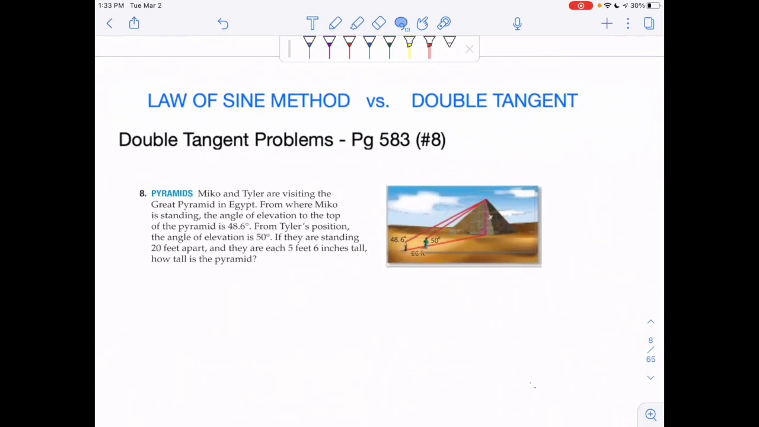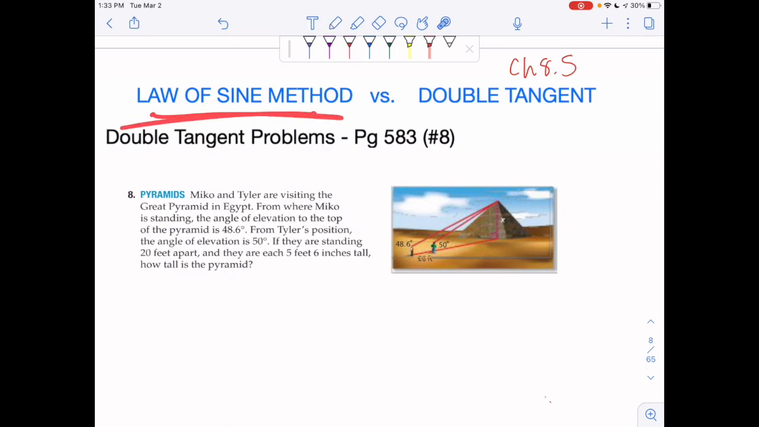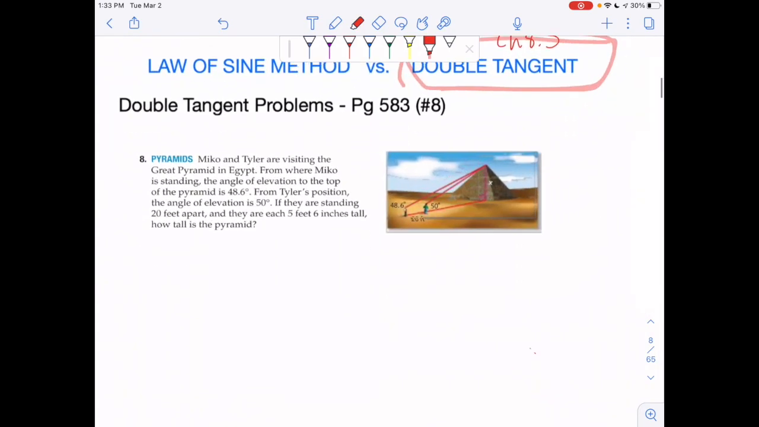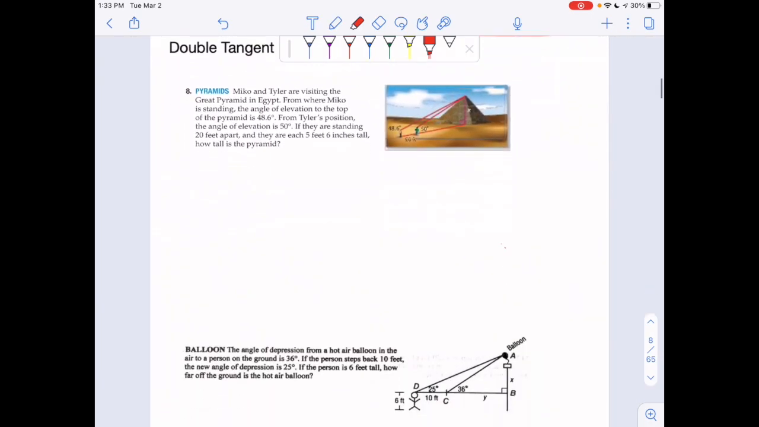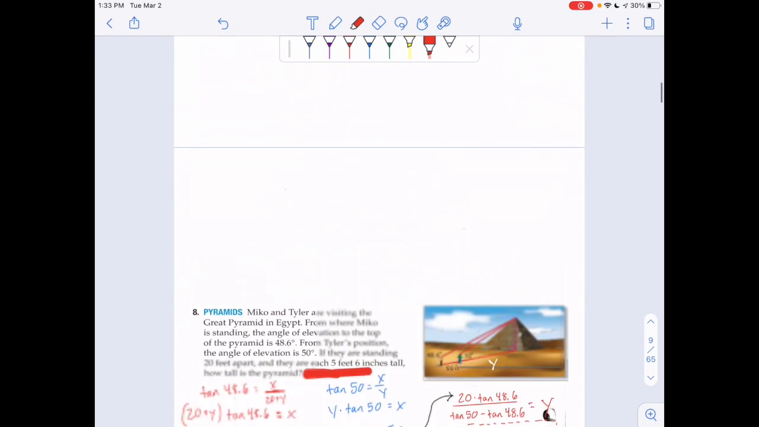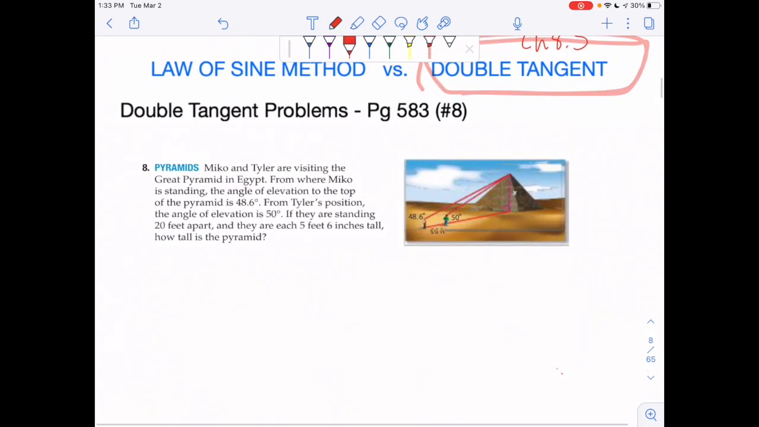Alright guys, so we're going to practice some double tangent problems, right? This is on chapter 8.5 to be specific. I know it does say law of sines method versus double tangent. I'll talk more about that towards the end, but right now we're going to focus on the double tangent, okay? It's going to be two problems. I'm going to do the first one, every single step. You guys do the second one on your own, and then there's solutions at the end, okay? All of this can be found on Canvas.